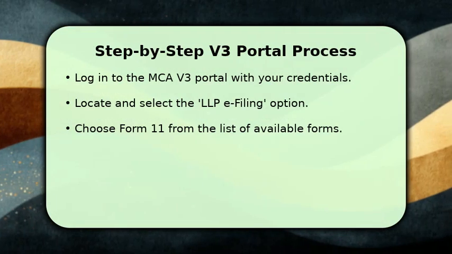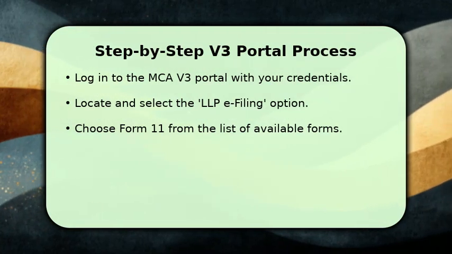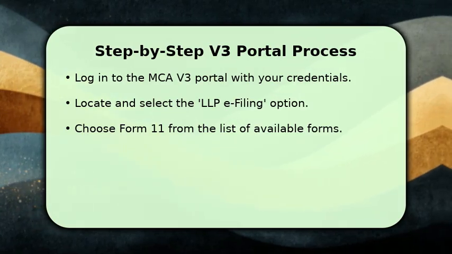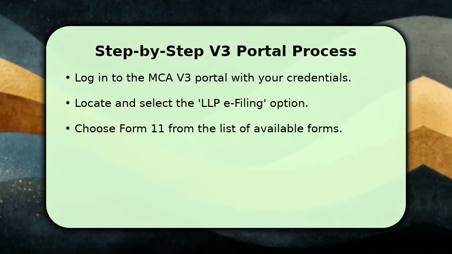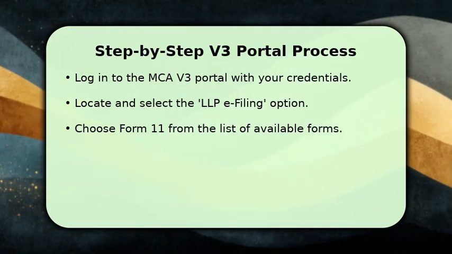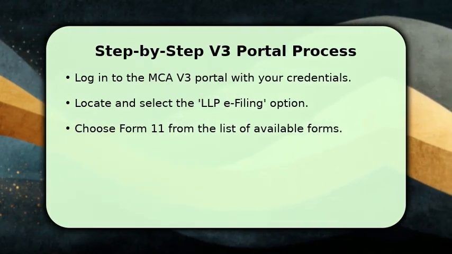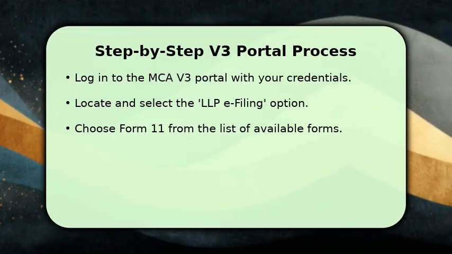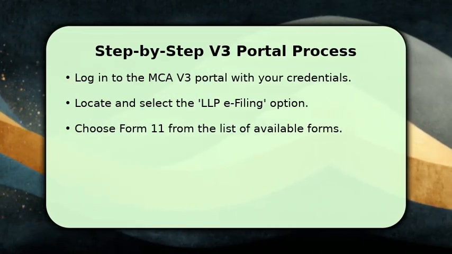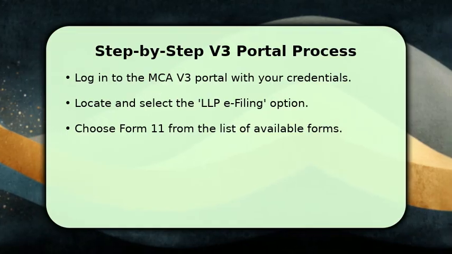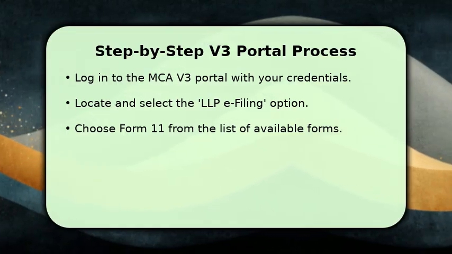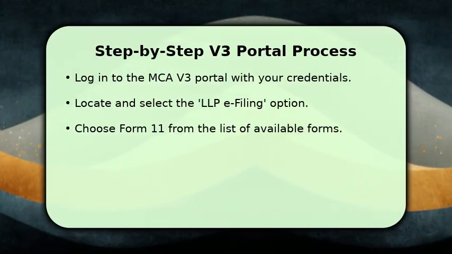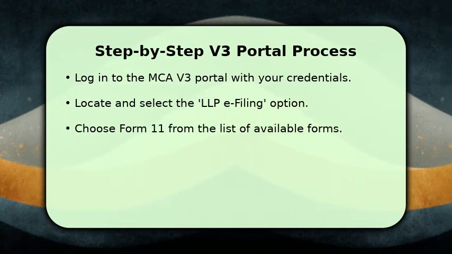The filing process on the V3 portal is straightforward once you are prepared. First, log in to your account on the Ministry of Corporate Affairs V3 portal using your registered credentials. Navigate to the LLP e-filing section, where you will find a list of forms. Select Form 11, the annual return. Carefully fill in all the mandatory fields, ensuring every piece of information is accurate and consistent with your LLP's records.